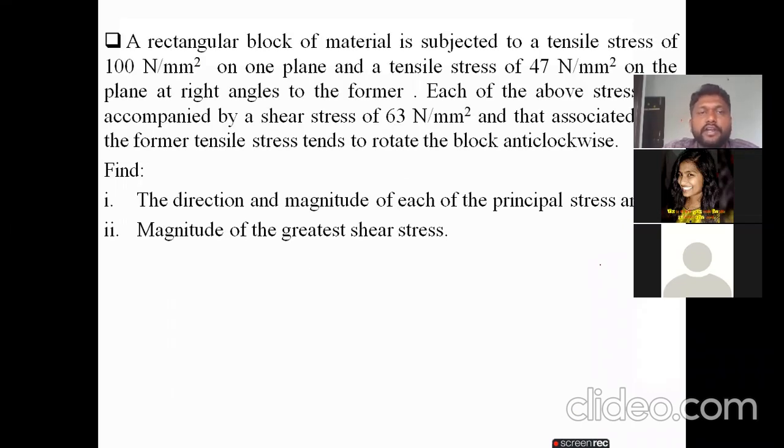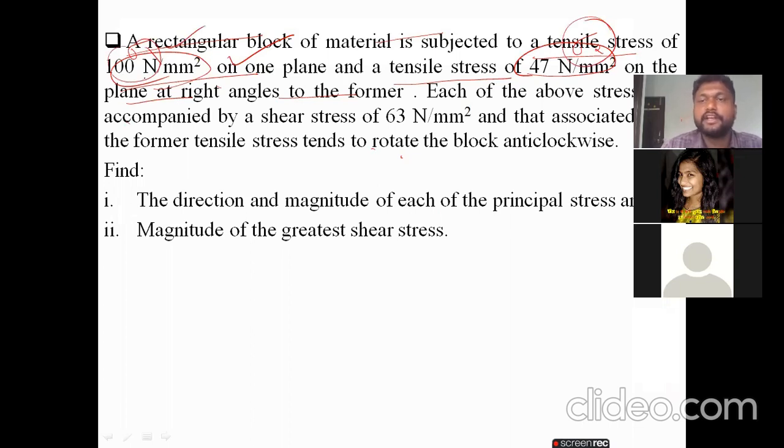Moving ahead to another problem, which is also a very easy one. What are they asking? A rectangular block of a material is subjected to a tensile stress on one plane of 100 Newton per mm square. That is, sigma 1 is 100 Newton per mm square. In the same way, a tensile stress of 47 Newton per mm square on the plane at right angles to the former. That means sigma 2 is 47 Newton per mm square. So sigma 1 is already given, sigma 2 is also given, so two major stresses are given.